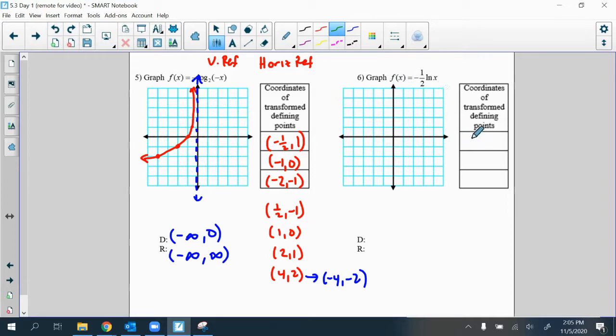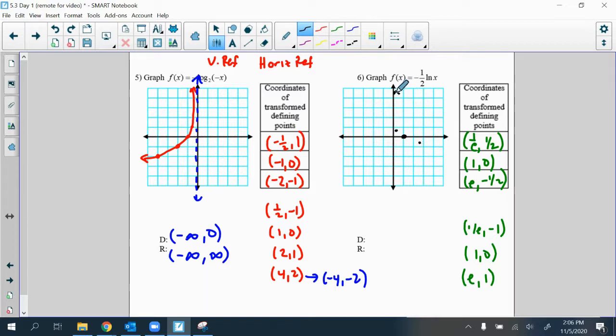F of x equals -1/2 natural log of x. So my original points are (1/e, -1), (1, 0), and (e, 1). So what happens is all of my y values get multiplied by -1/2. So I have (1/e, 1/2), (1, 0), and (e, -1/2). So if I plot these, I have (1, 0) on the graph, I have e, which is around 2.7, -1/2, and around 1/3, 1/2.